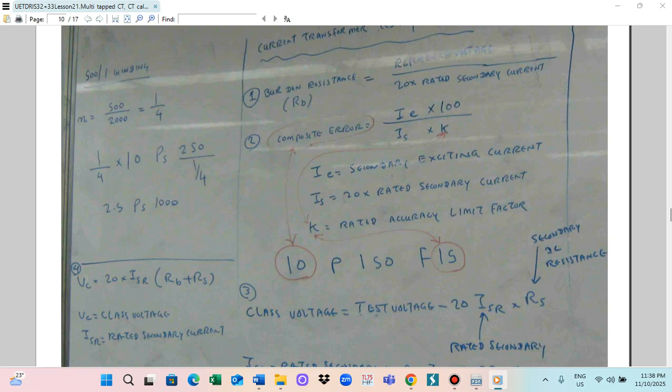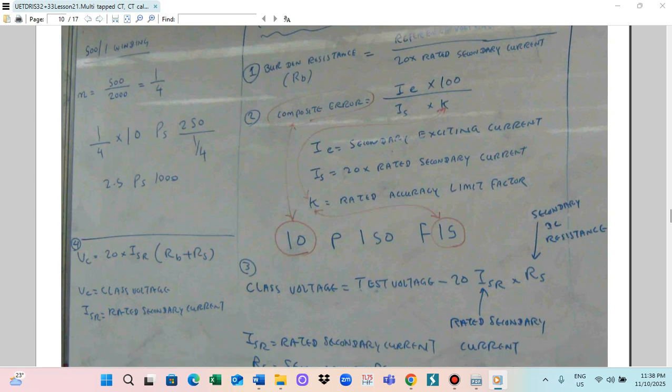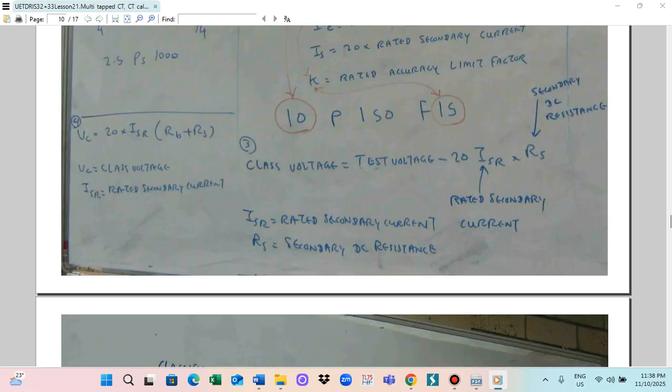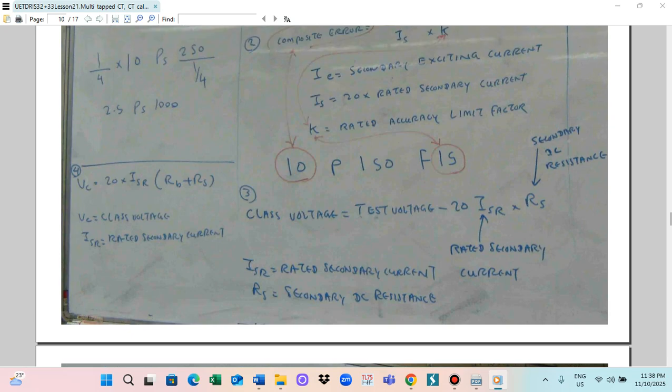And also we calculate the composite error: IE into 100 divided by IS into K. So IE we don't know, and the composite error we already got here. This is the composite error. And IS is the 20 times rated secondary current. So you see 500/1, this 500 is the primary current, 1 is the secondary current. So we substitute, and then here you can calculate the IE. IE is 2 ampere.